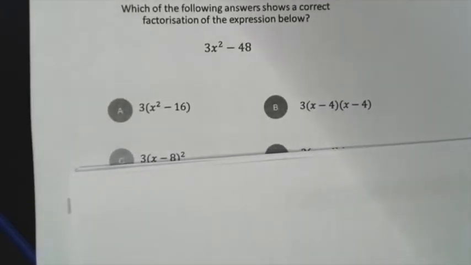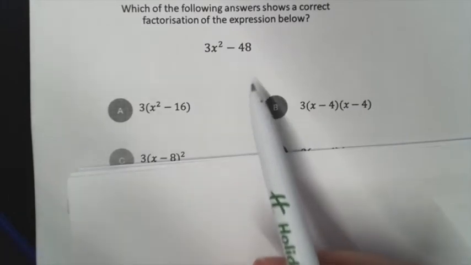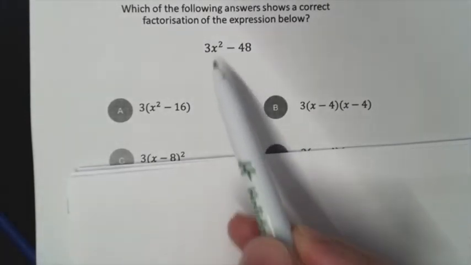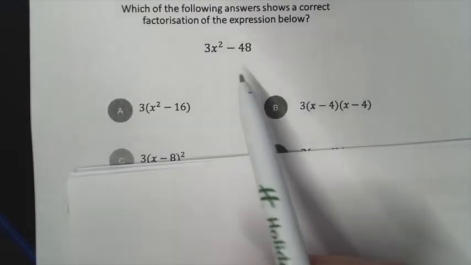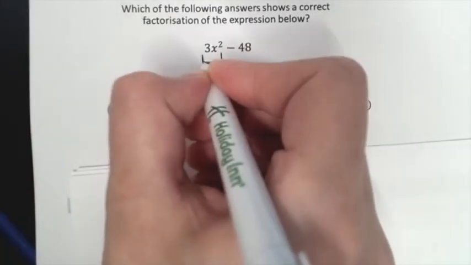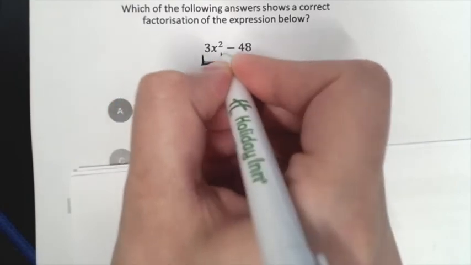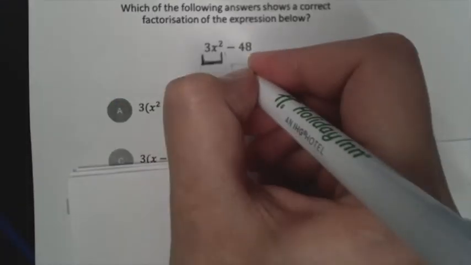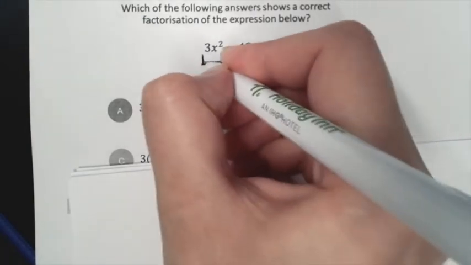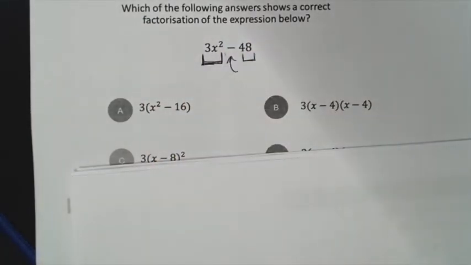Now, the last question that I want to go through today is which of the following answers shows a correct factorization of the expression below. And you've been given an expression 3x squared minus 48. Now, the first thing I would think of when I see an expression like this, what do I have? I have a quadratic, we have a square term here. I have minus, so that's difference, that's a square number. I have a difference, but this one, the 48, is not a square number, so I don't really have the difference of two squares at the moment, because I've got a square term minus not a square number.